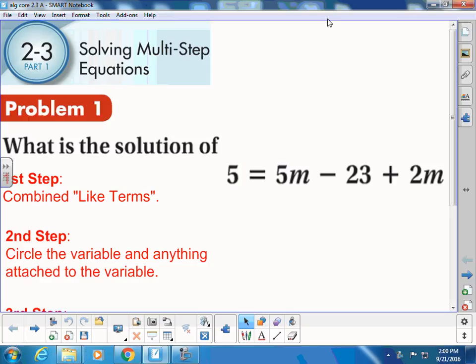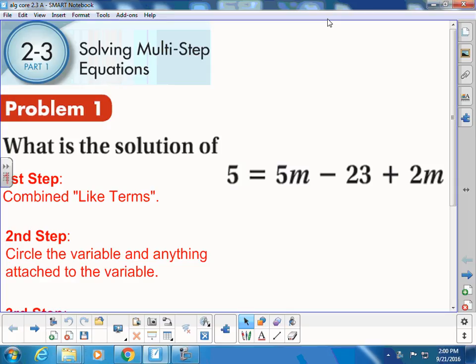Chapter 2, Section 3, Part 1, Solving Multi-Step Equations. So what is the solution of 5 equals 5m minus 23 plus 2m? These are ones where we can combine like terms. We talked about like terms. Remember, the variables have to be the same, and the exponents on the variables have to be the same.